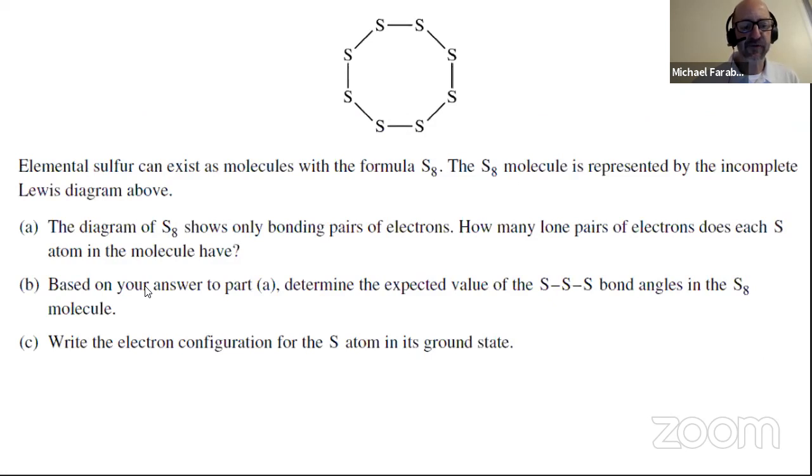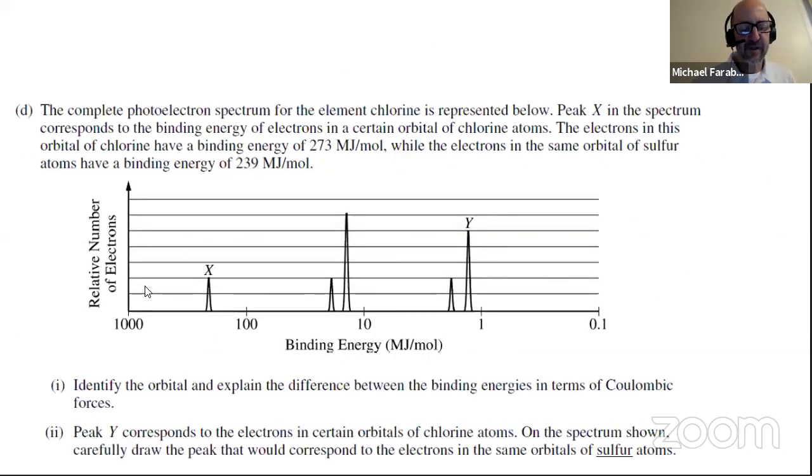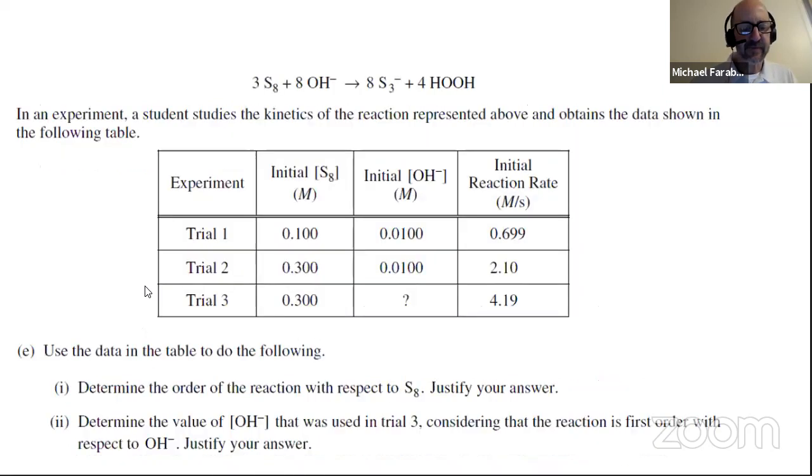It says elemental sulfur can exist as molecules with the formula S8. They're showing us an incomplete Lewis diagram connecting 8 sulfurs. That's parts A, B, and C. This is part D. You can see a photoelectron spectrum, and they have some questions about that. And there is also a part E of this question, and that is right here. This is about kinetics and reaction rates. And then finally, there is a part F.